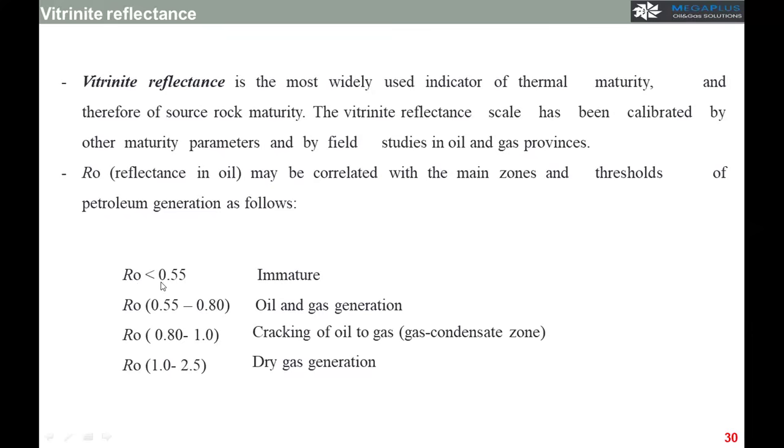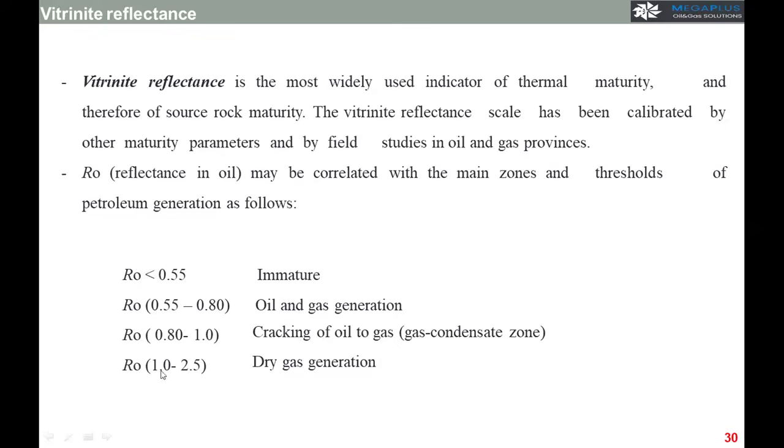If your Ro is less than 0.55, yes, we call it immature. Ro between 0.55 to 0.8, it's oil and gas generation. If your Ro is between 0.8 to 1, now it's cracking of oil to gas. Now you start, if you have here, this is what we call excursion type 2, maybe give you some gases. At here, now it's increasing temperature, increasing the maturity. Oil starts to be cracked to form gas condensate zone that we found in our reservoir.